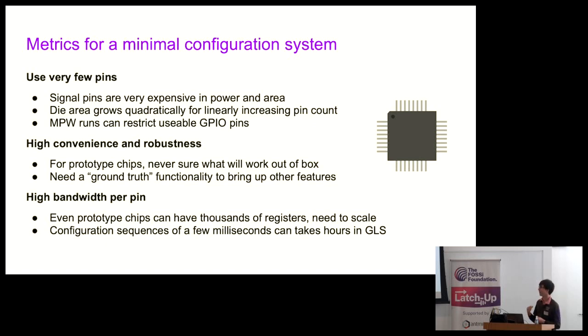So for a minimal configuration system, these are the relative priorities that we want. We want to use the very fewest pins possible because, as we said, they're expensive. You need a much bigger chip to get many more pins. You need high convenience and robustness. If you want one thing to work on your chip, it's this, because everything else tends to depend on it. And you want high bandwidth per pin.